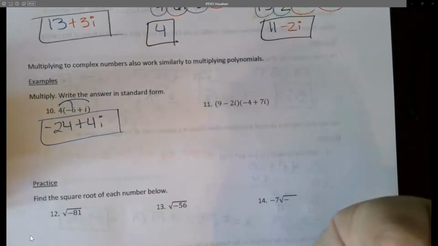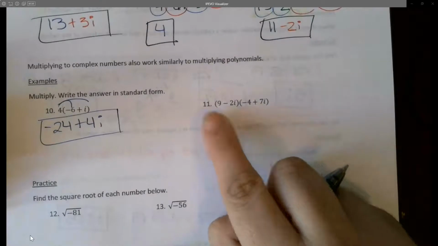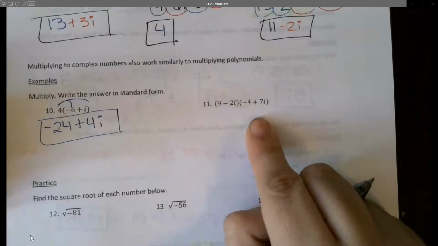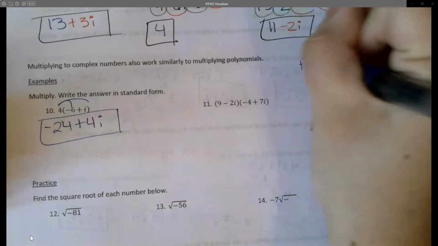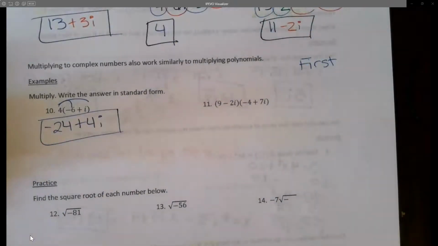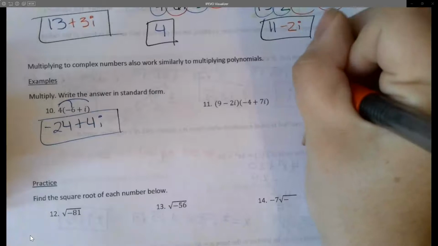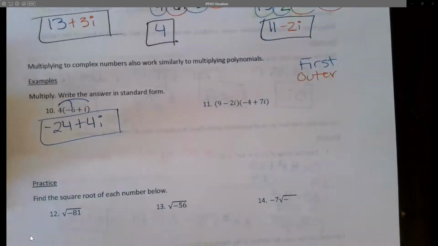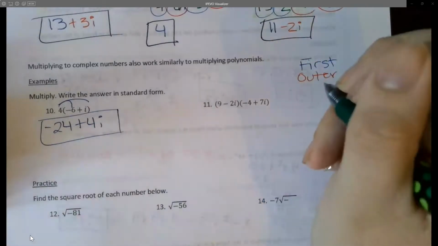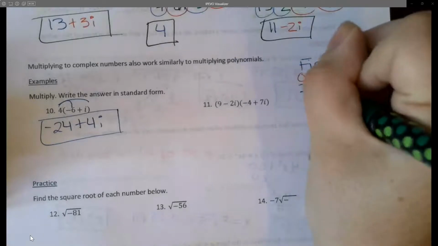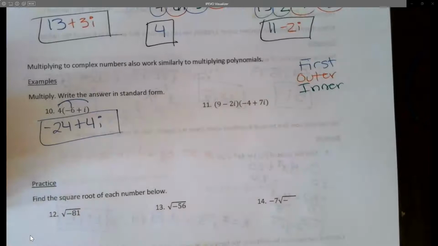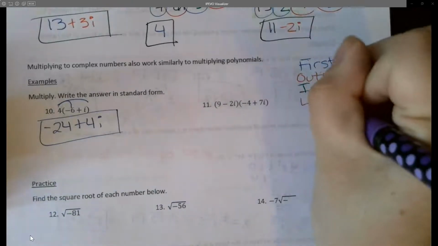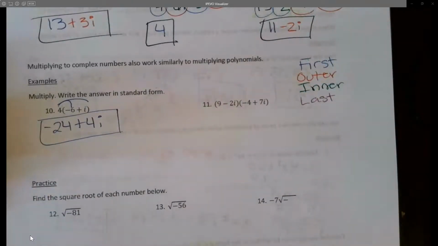Okay. On this one, I have two binomials that I'm multiplying together. What I want to do here is FOIL. Remember, that is doing the first terms together, then the outer terms, the inner, and then the last terms get multiplied together. So I'm going to do those in these colors.